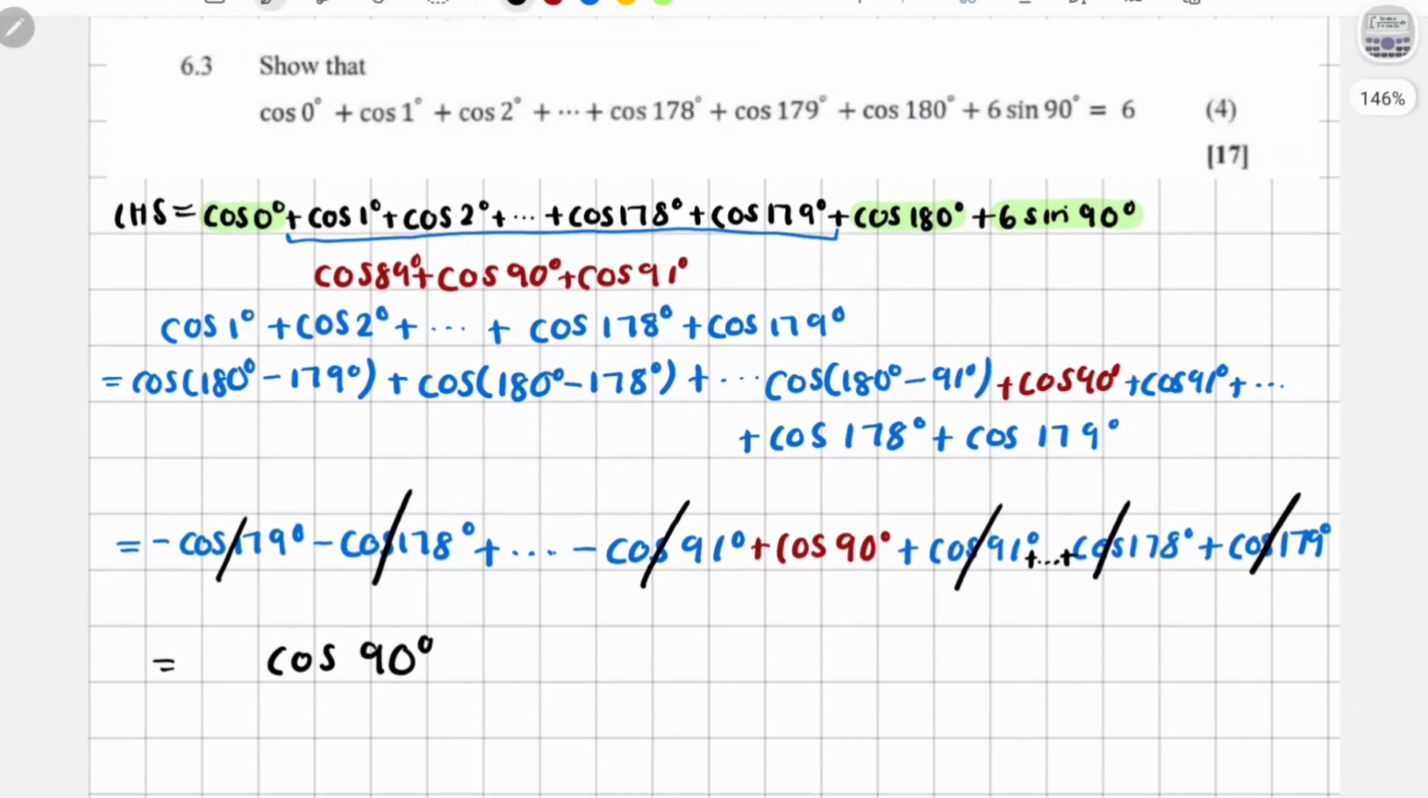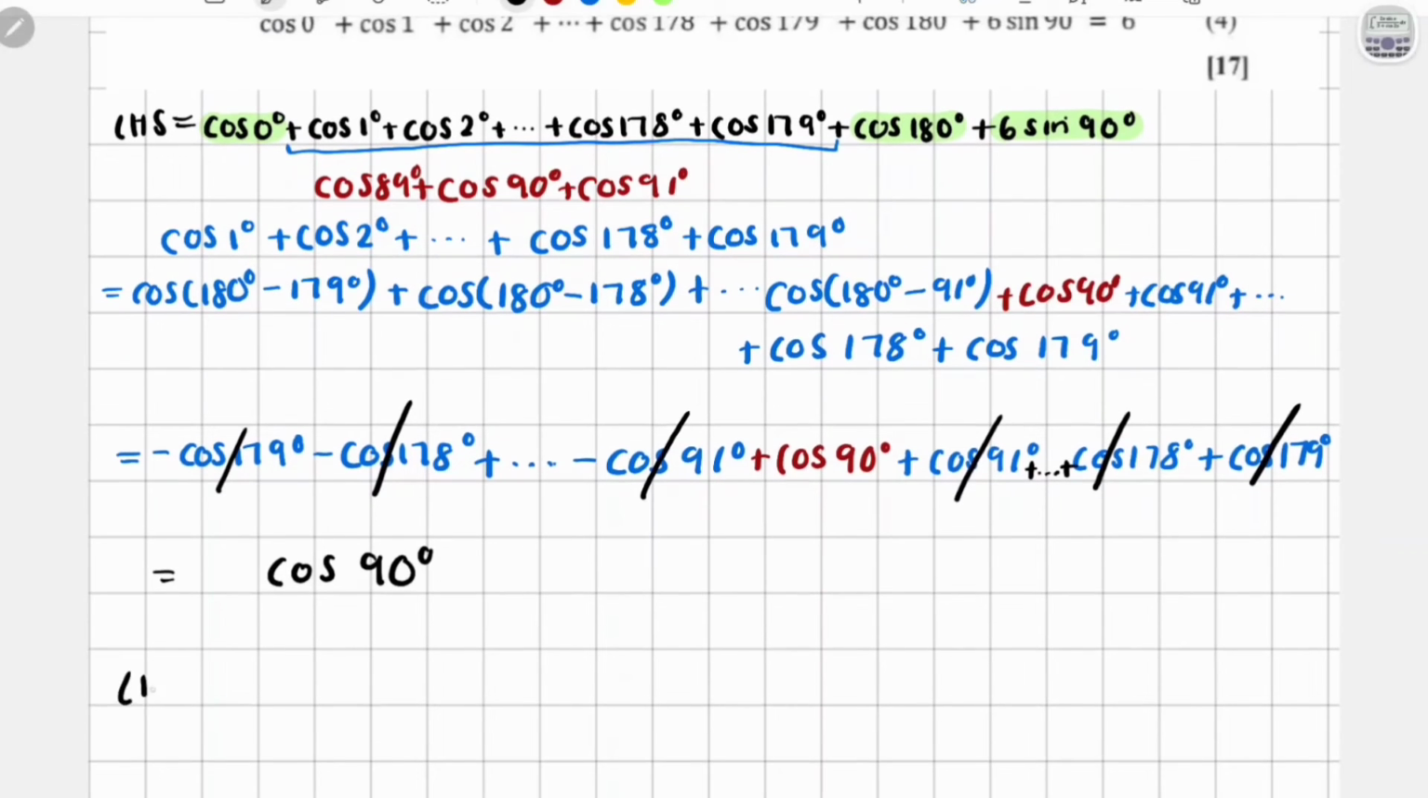Okay, now I'm going to put back the equation, the sum that we had. We were speaking about that left-hand side. You see that all of that became cos of 90 degrees. So we still have here in green the cos of 0 degrees plus the cos of 90 degrees. And because all of that is done now, that's what's left. Then we have plus cos 180 degrees.